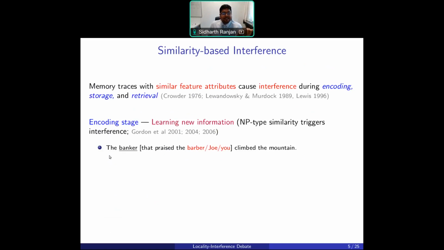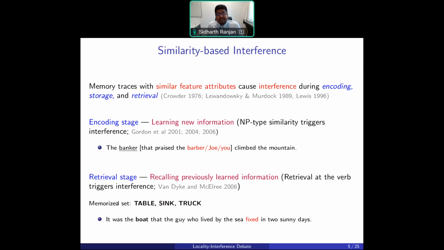So if one reads this sentence, the banker that praised the barber climbed the mountain. If this word has been encoded, and now we are learning new information, let's say barber, then these two words having similar features, common noun, can trigger interference when these two words are retrieved at the verb climbed.